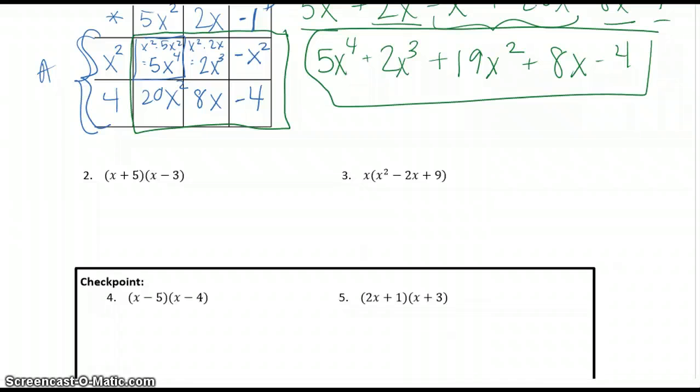So going down here, again we're going to set up our table. On the left of our table, on the side, I'm going to put this first polynomial. We'll call it polynomial A. So I have x and 5. And along the top, I'm going to put my second polynomial, x minus 3. We'll call it polynomial B. So I have x and I have a minus 3. Now I would draw my lines for my table.